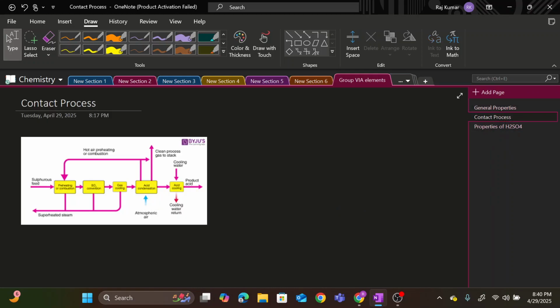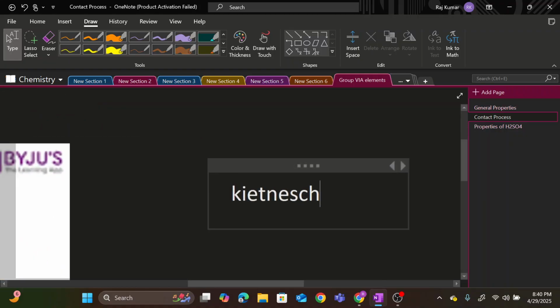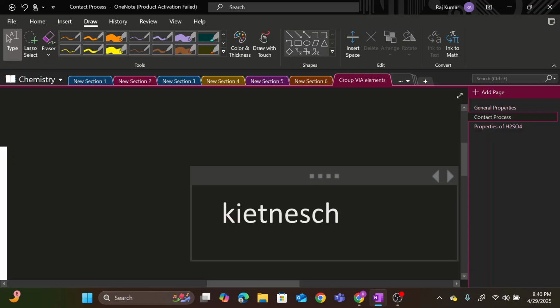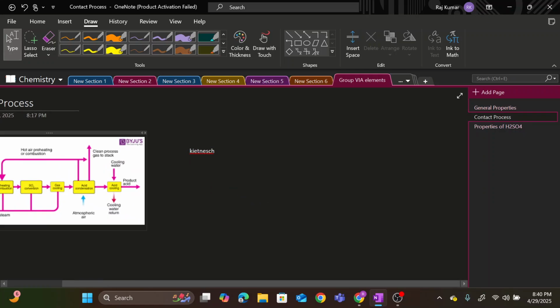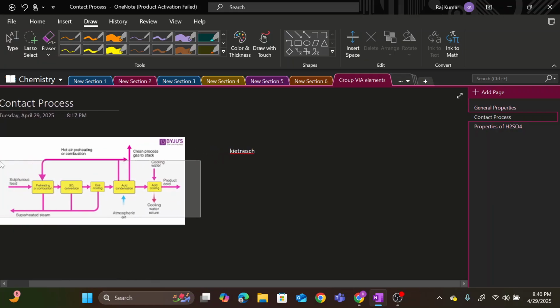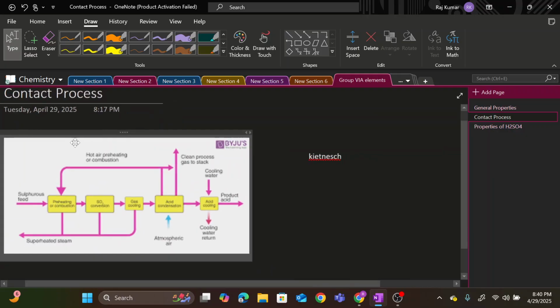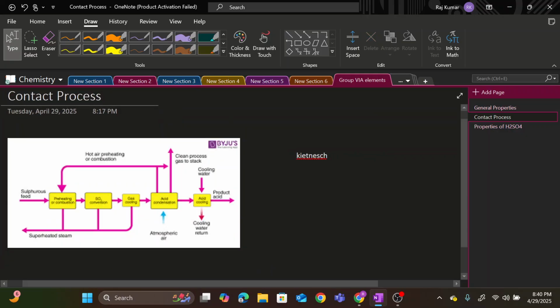Now let's just move on to the contact process. It is a process to make sulfuric acid. It was first given by a German scientist known as Knietsch in the early 19th century, when it was commercially produced in Europe. Sulfuric acid was first discovered by Jabir bin Hayyan in the 8th century, and it is also known as oil of vitriol or the commercial chemical necessary for the economy of a country. So let's just understand the contact process.